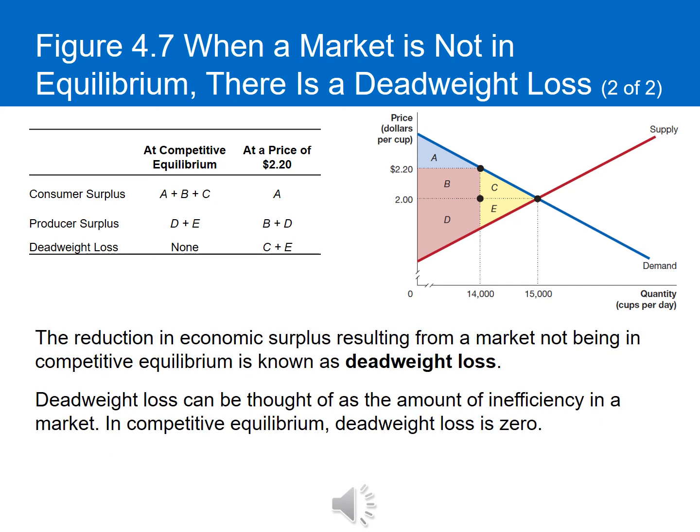The reduction in the economic surplus resulting from markets not being in a competitive equilibrium is known as a deadweight loss. The deadweight loss can be thought of as the amount of inefficiency in a market. So in competitive equilibrium, the deadweight loss is zero. When the market is out of equilibrium, the deadweight loss is going to grow.